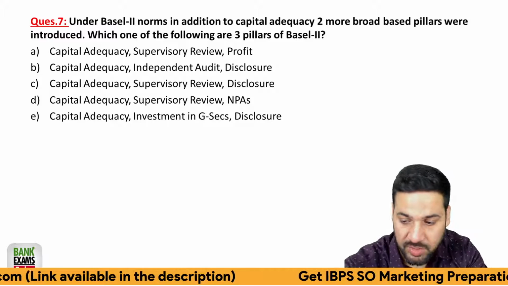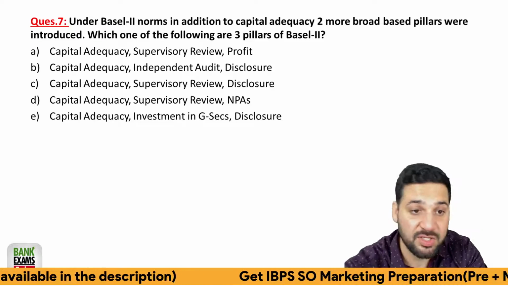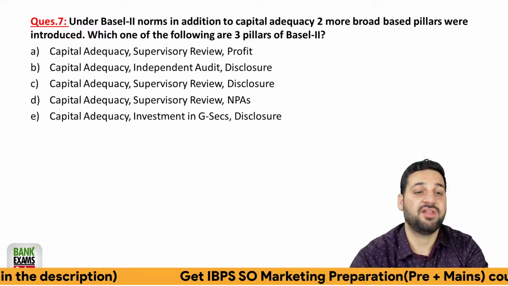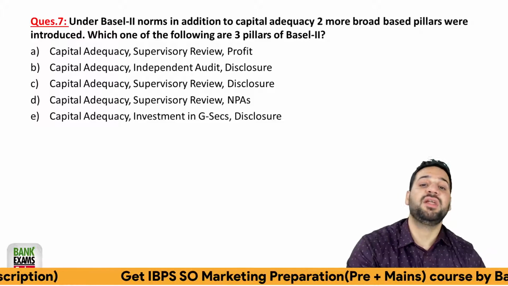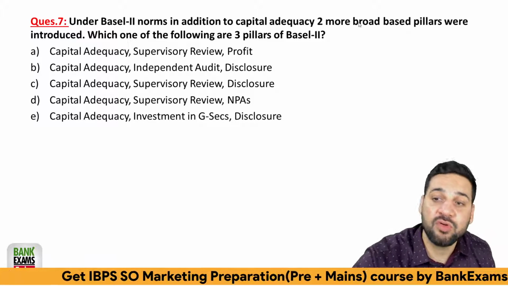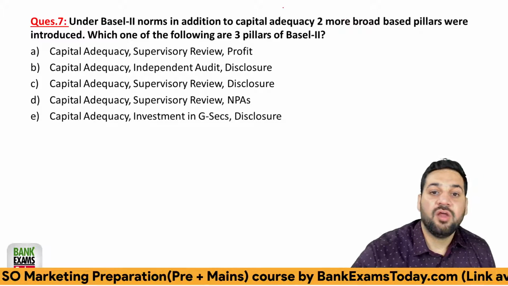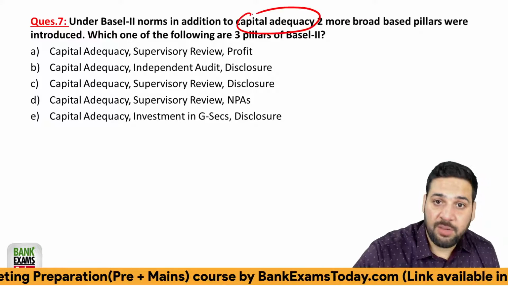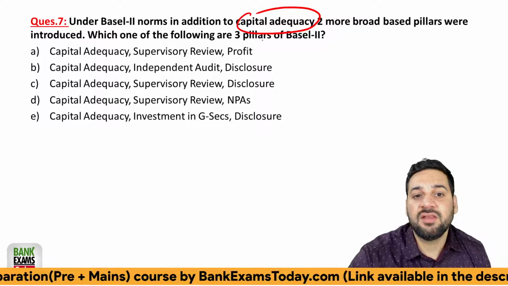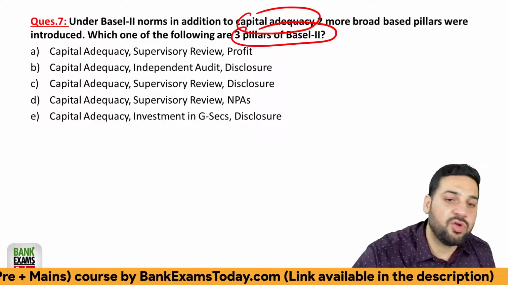ठीक है. अब if you know the answers, give me the correct answer. Please mention the question number as well. Under the Basel 2 norms, in addition to capital adequacy, two more pillars were introduced. So in addition to capital adequacy, which are the following three pillars of Basel II norms?